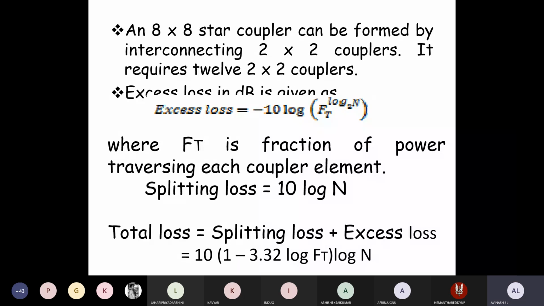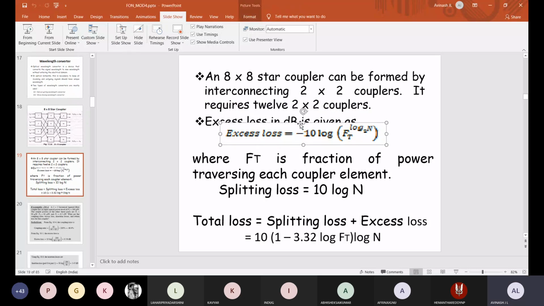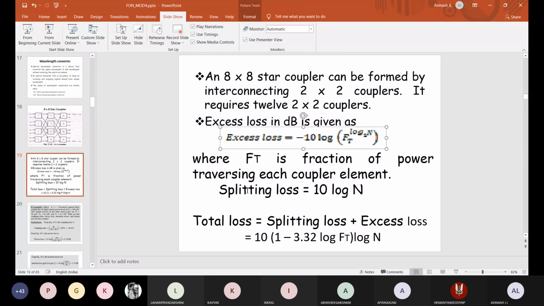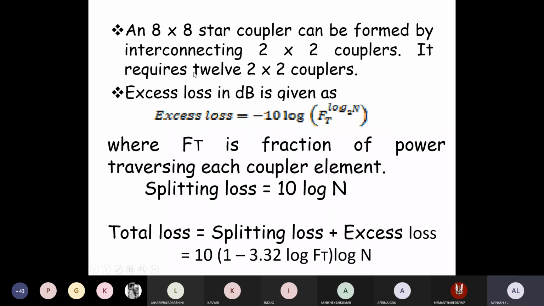Now here you can see the excess loss. First thing is the excess loss in dB, which is given by excess loss equals minus 10 log of F_t to the power of log n base 2.